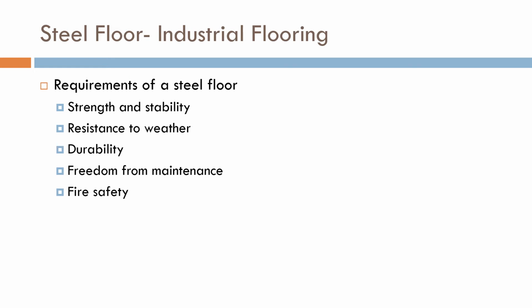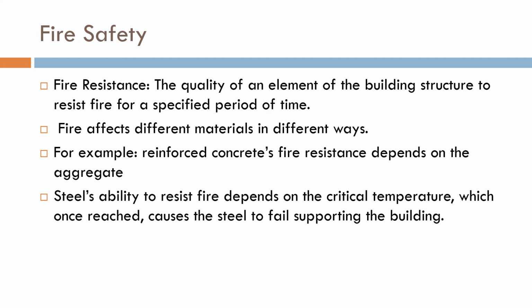Now the topic that is a part of your syllabus is steel floor or industrial flooring. So what are the requirements of a steel floor? It is strength and stability, resistance to weather, durability, freedom from maintenance, and fire safety. All the things which you need to understand in a steel structure, which we have discussed before. So the thing which is most important is fire safety.